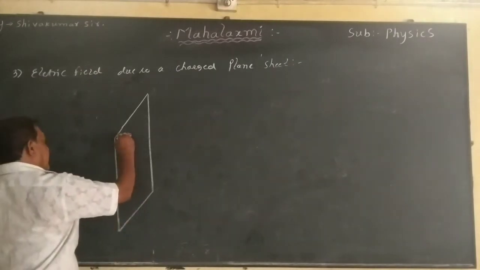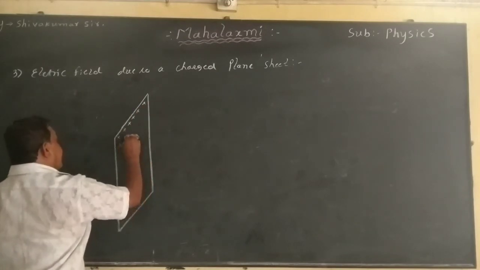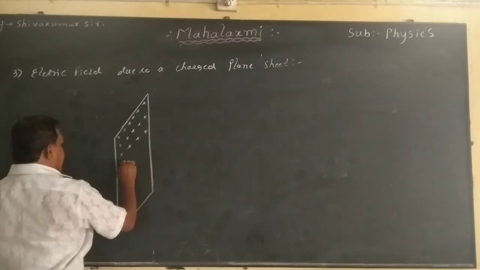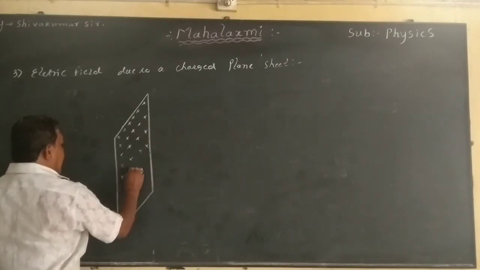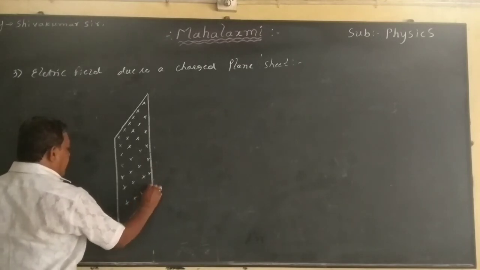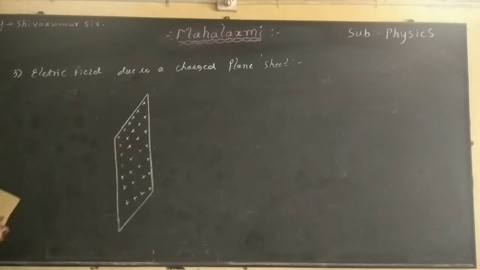When the charges are given to it, the charges are available on the front surface as well as the back surface of the plane sheet. Now these are the charges distributed on the surface of the plane sheet. Q amount of the charges. Suppose I take this as a plane sheet.